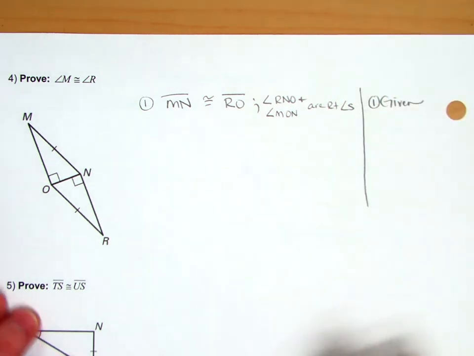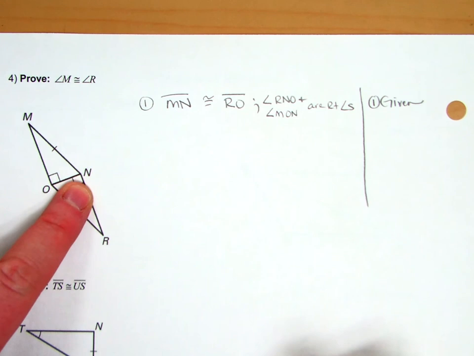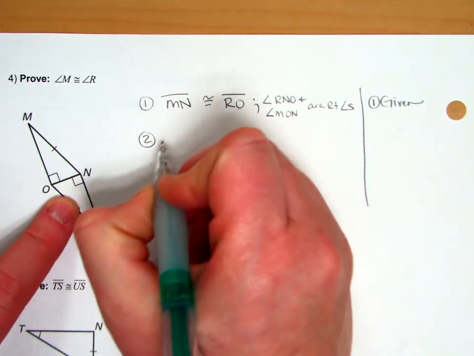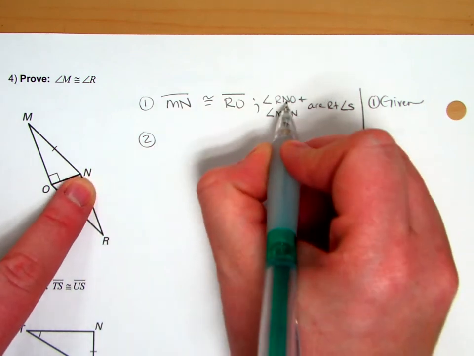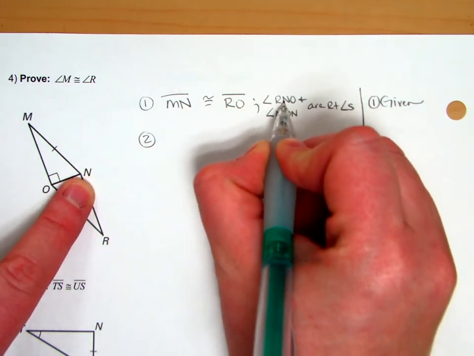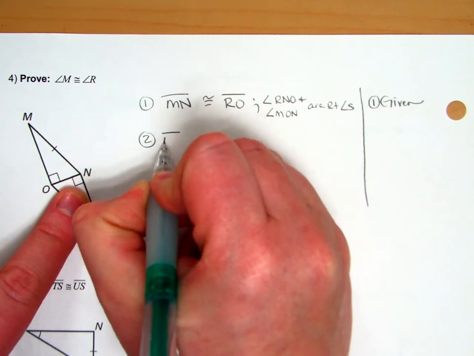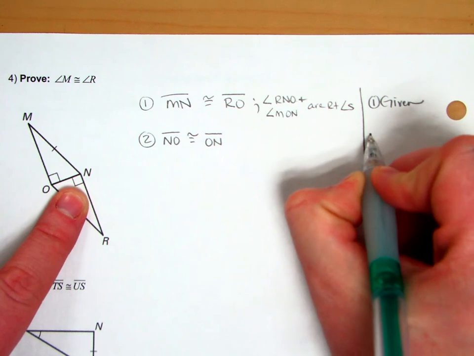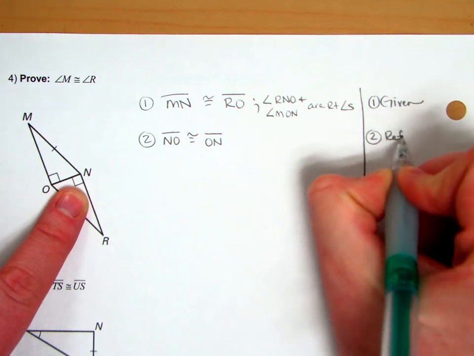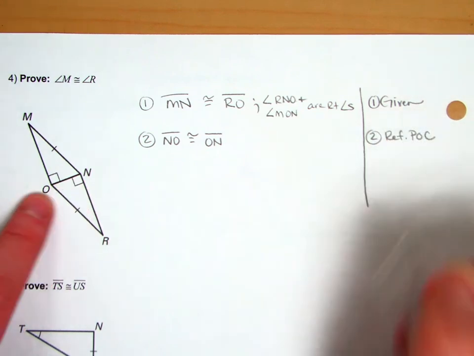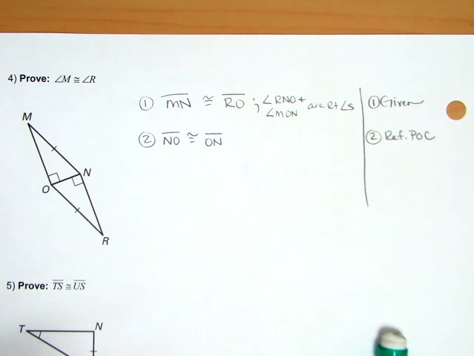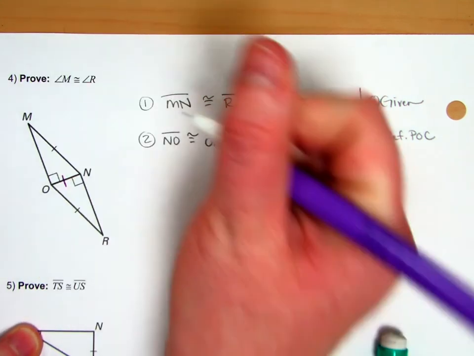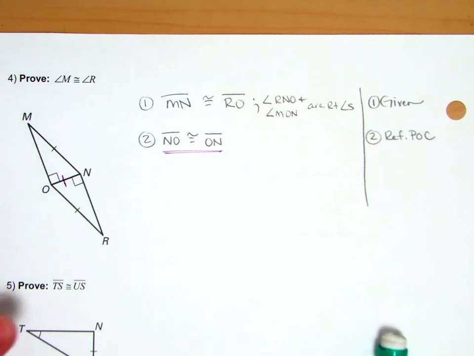So from there, I look here and I see I have a reflexive side, a shared side between these two triangles. So step 2, ON, so ON and NO go together. So segment NO is congruent to segment ON. Step 2 reason: reflexive property of congruence. So I just proved that congruent, so I'm going to mark that on here. And I'm color coding so you guys know what's going on. So that's purple. Kind of hard to see, but it is.